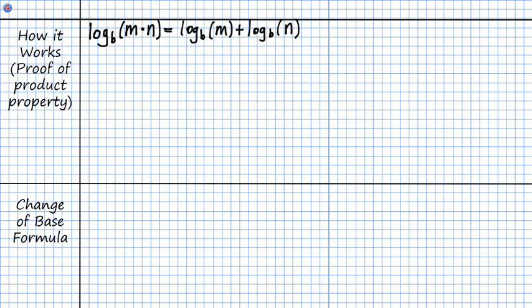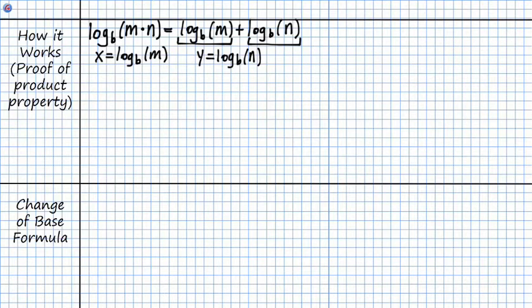All right, so let's say that we have log base b of m times n, and that's equal to log base b of m plus log base b of n. How can we prove this? Well, let's go ahead and assign each of these a value, a new variable. I'm going to say that x is equal to log base b of m, and that y is equal to log base b of n. So now I have some variables assigned.